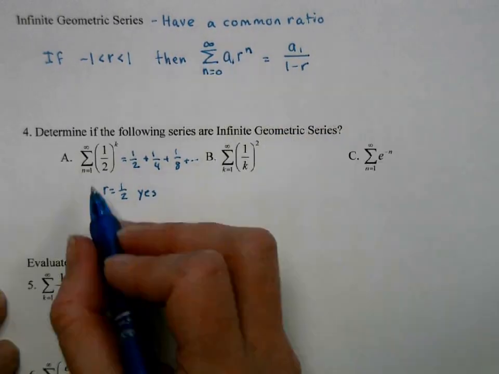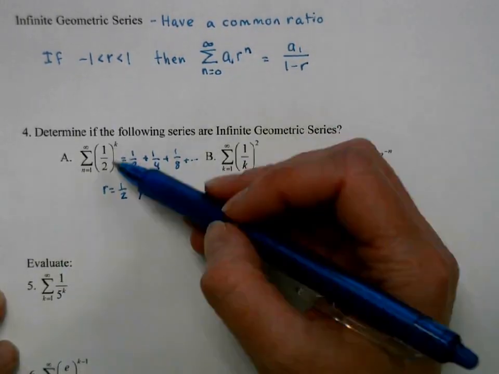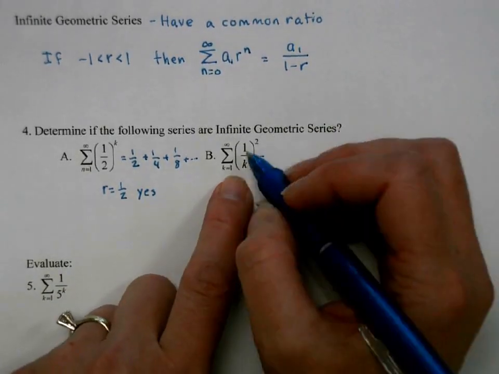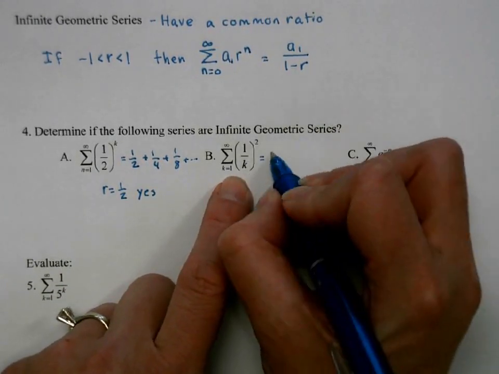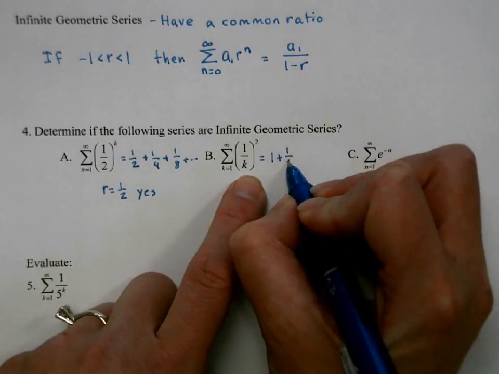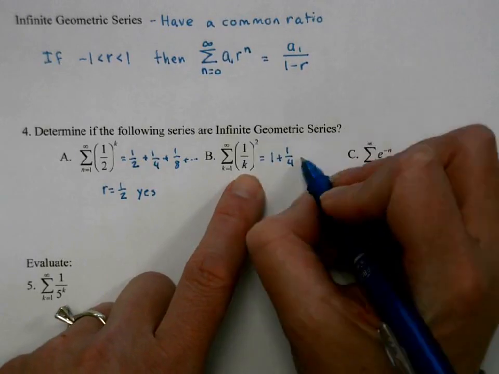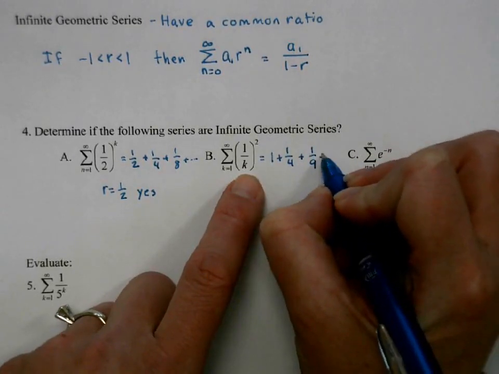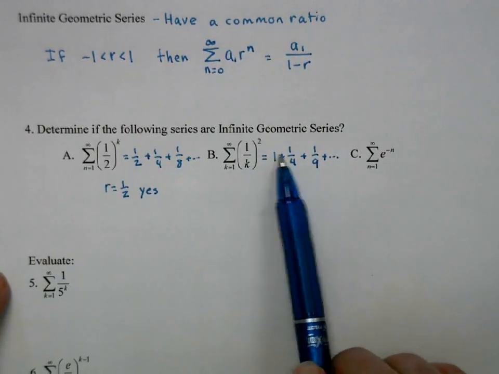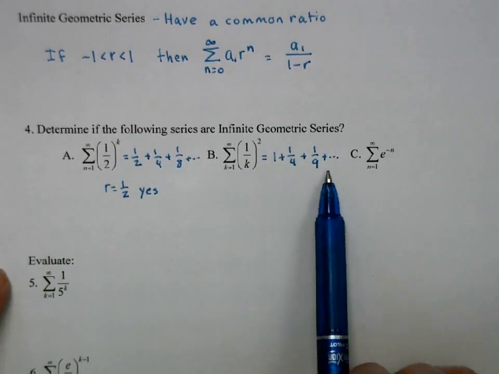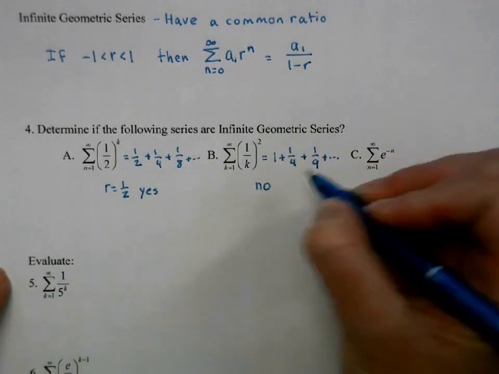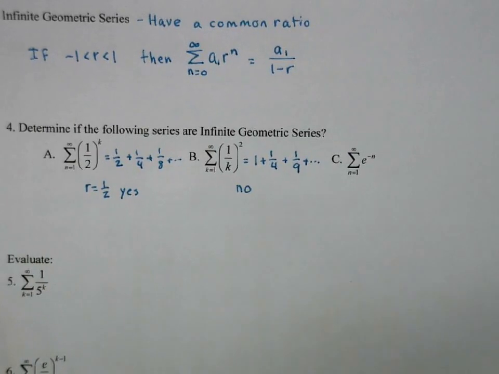Here, it kind of looks the same, but notice the k and the 2 are in opposite positions, so let's look at what that does. If I plug in 1, we're going to have 1 over 1 squared, which is 1. If I plug in 2, we're going to have 1/2 squared. If I plug in 3, we'll have 1/3 squared, and so on. So there is no common ratio. I'd multiply this by 1/4 to get this one. I'd multiply by some fancy number to get to that one. So there is no common ratio, so this is not a geometric series.